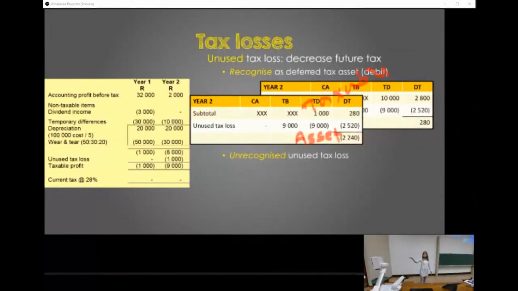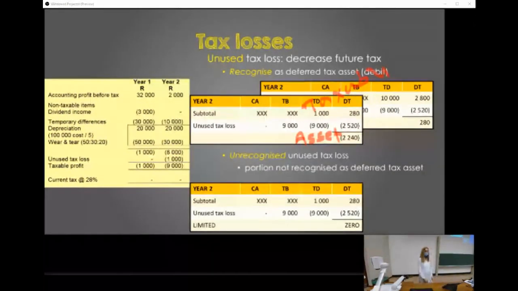However, sometimes we cannot recognize it. So what do we do with an unrecognized, unused tax loss? How does that work? That is when we have a portion or the full amount that cannot be recognized as a deferred tax asset. So if we have the same situation that we had here at the end of year 2, our taxable temporary differences are not enough to absorb the debit. We should be sitting with a net asset amount. However, we cannot make that promise. Therefore, we say, sorry, stop the bus, limit the recognition. We cannot create an asset, so we have to stop the value at 0.